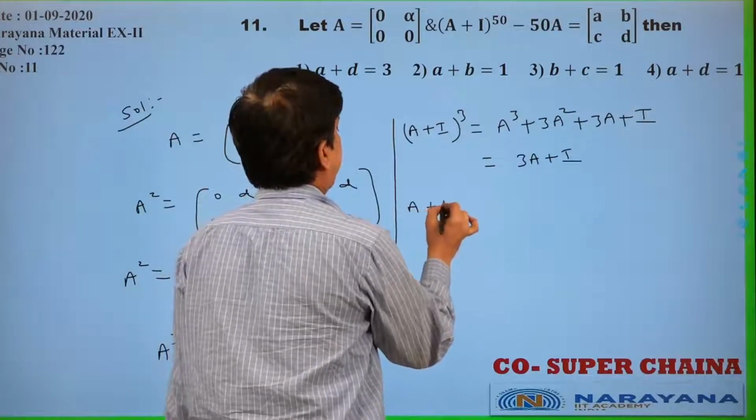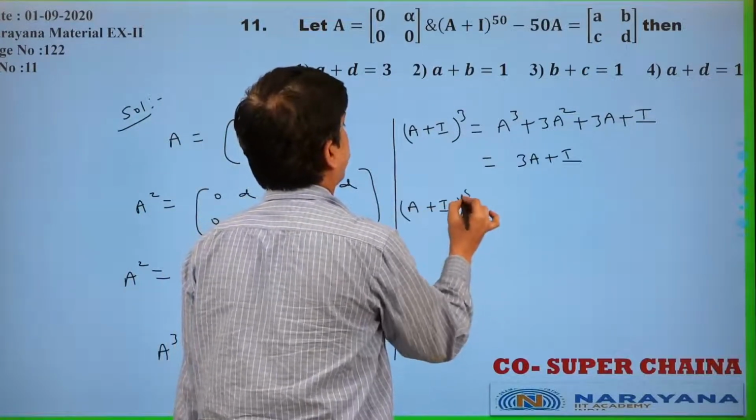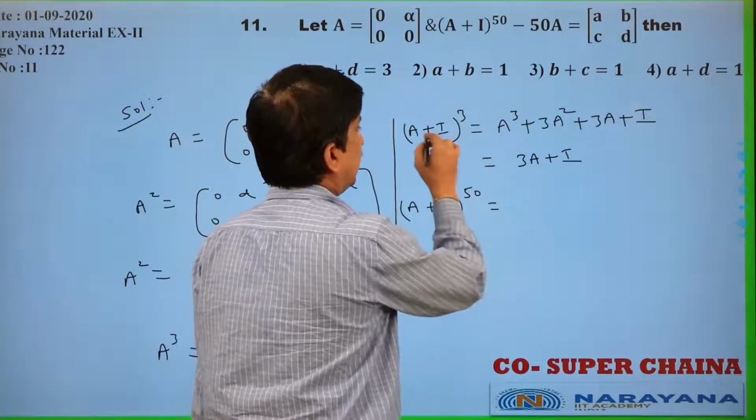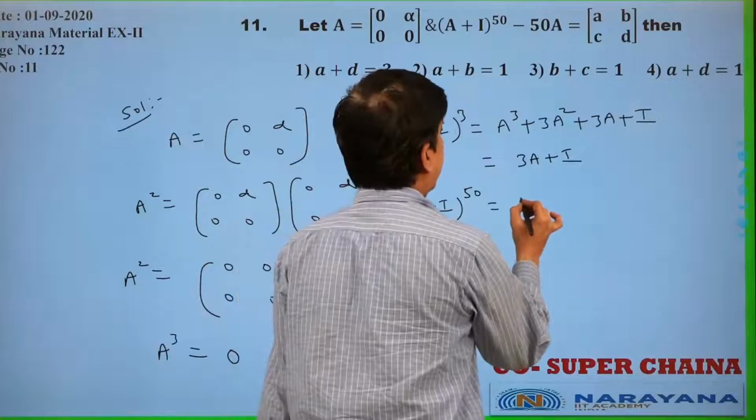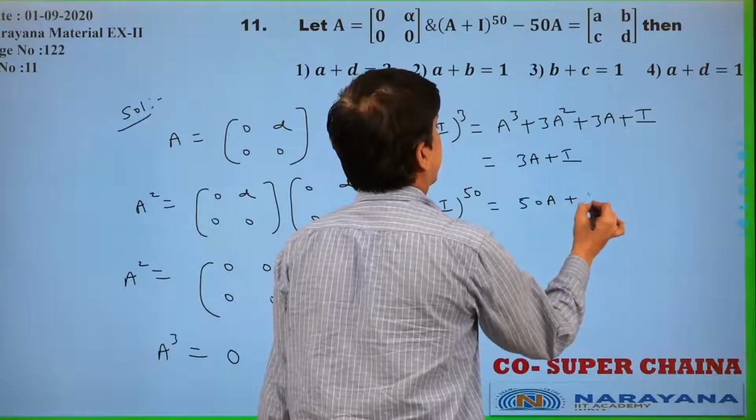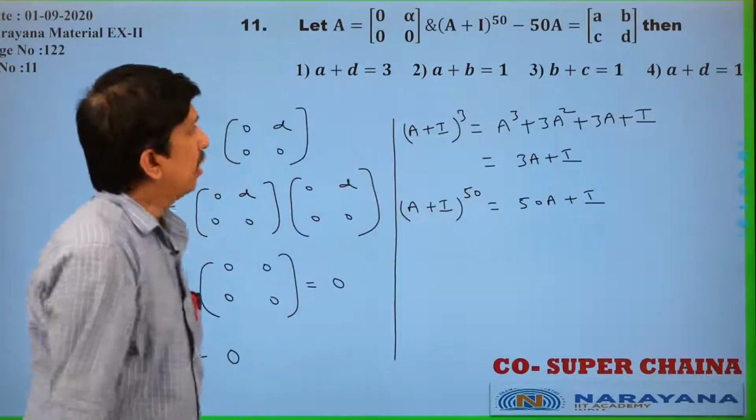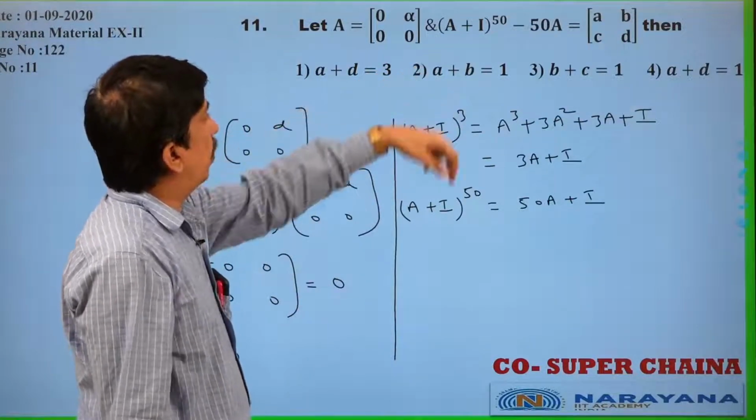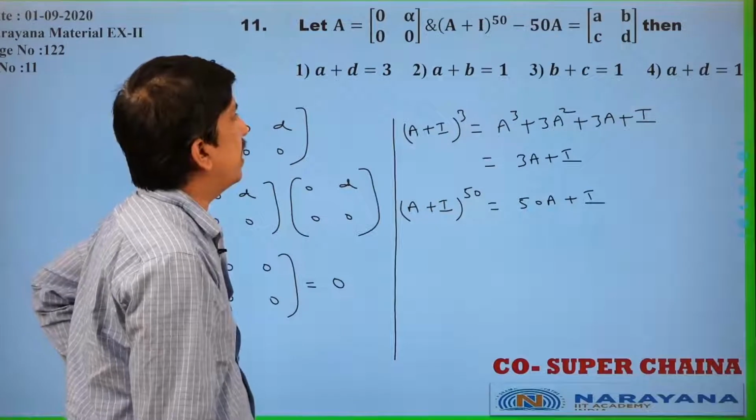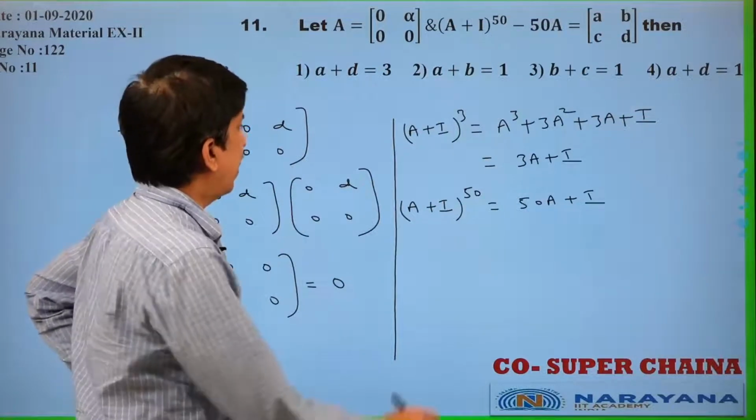Similarly, (A plus I) whole power 50 is nothing but 50A plus I you will get. Is it clear or not? Now what was the given question once you check this one? (A plus I) whole power 50 minus 50A equal to a b c d. I will write that one.